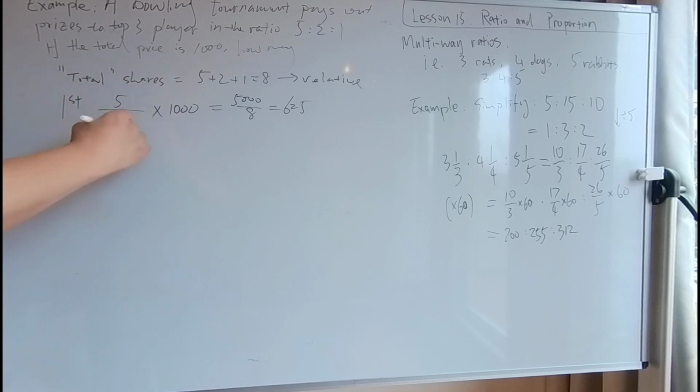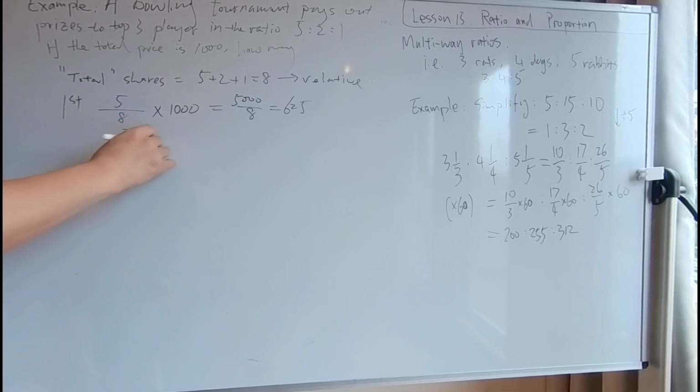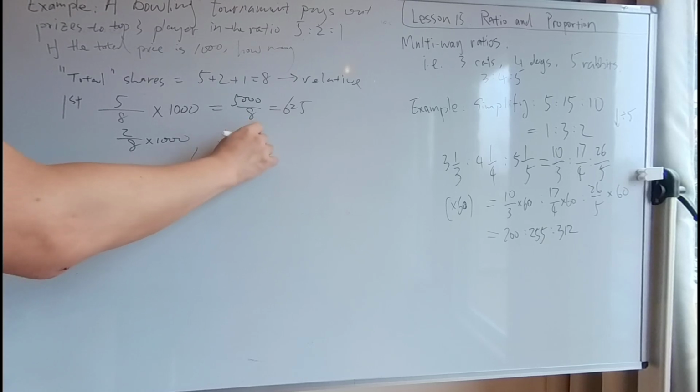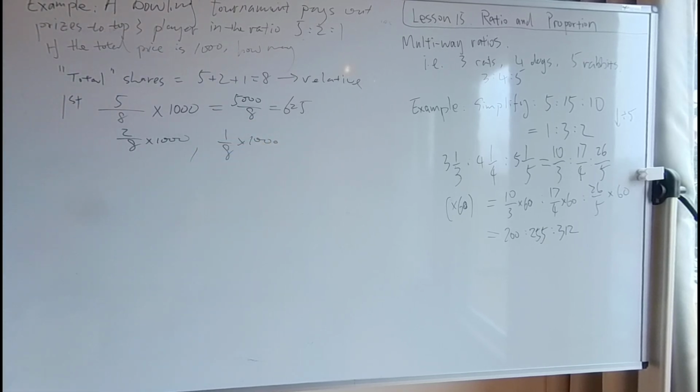You can use the same way to calculate 2 over 8 and 1 over 8. Basically, this will give you the prize each top 3 player gets paid.